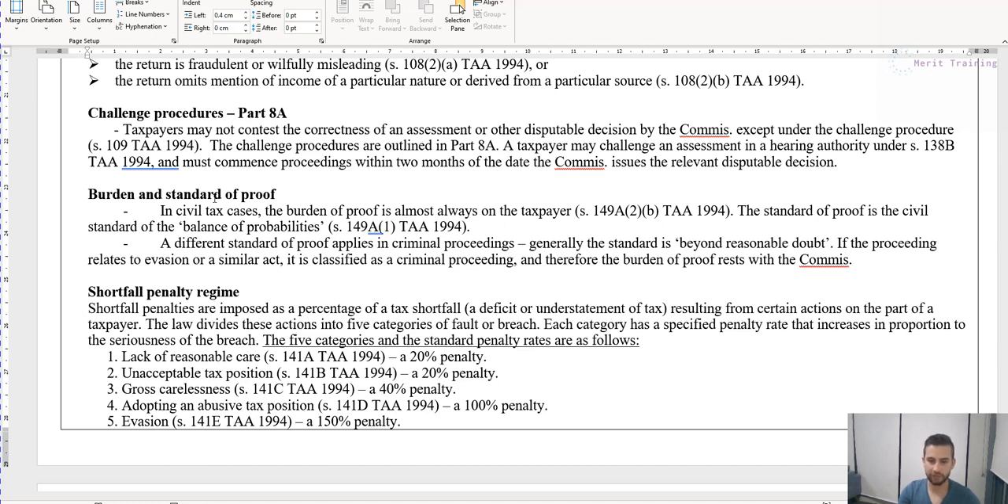There's 5 categories of penalties, and each of them has a different rate depending on how serious the issue was. So the first one is lack of reasonable care. That's a 20% penalty. And we'll talk about examples of this down below in a second. Number 2 is unacceptable tax position. That's a 20% penalty. Number 3 is gross carelessness. That's a 40% penalty. Number 4 is adopting an abusive tax position. That's a 100% penalty. Number 5 is evasion. That's a 150% penalty.